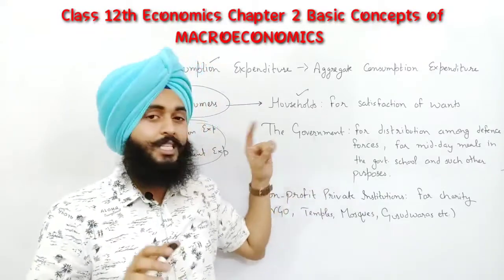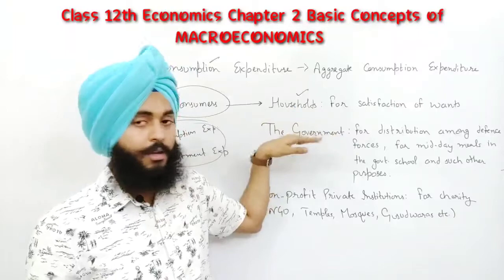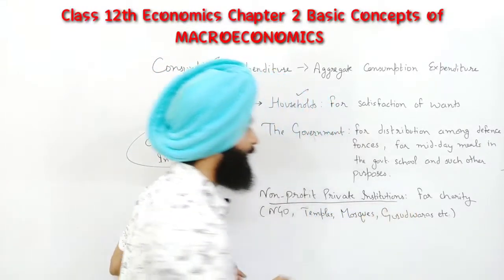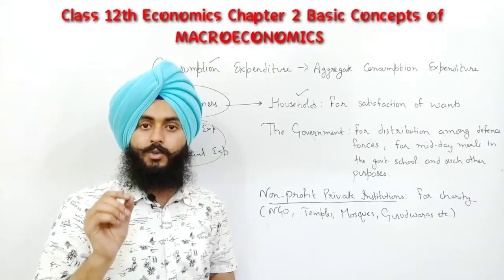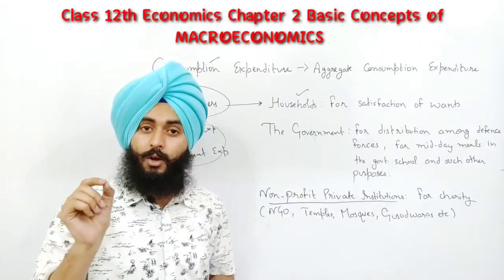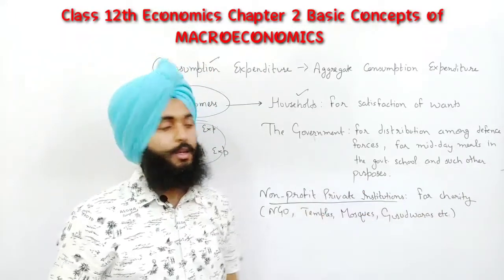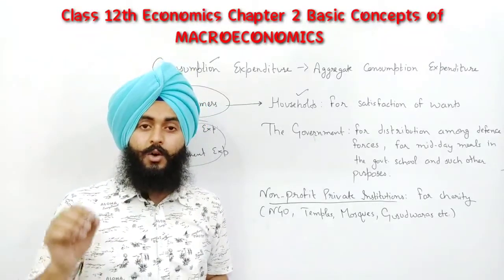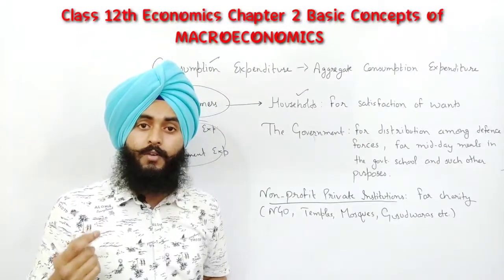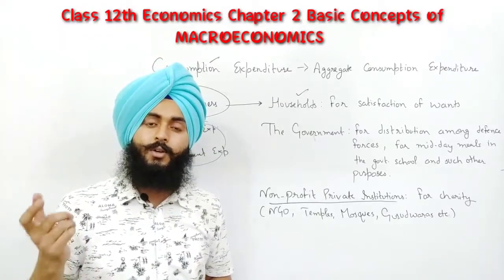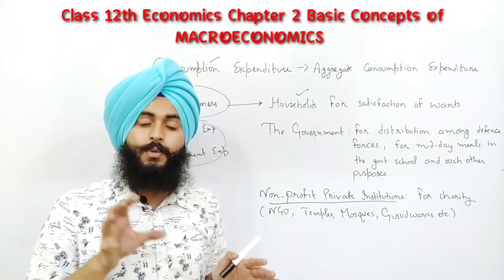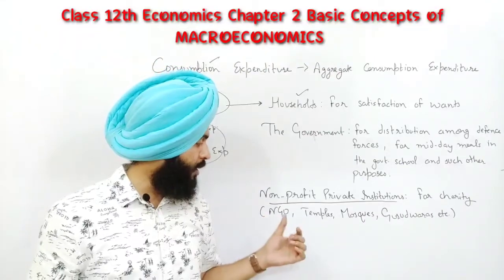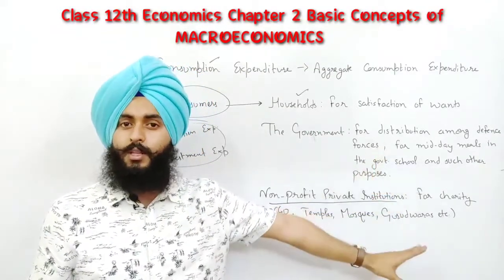Okay, government is one of the consumers of consumption expenditure, just like households. Next is the non-profit private institutions. Those who are not purchasing for their own consumption but for charity. If you have heard of NPOs, not-for-profit organizations, or NGOs, non-government organizations, and many other institutes and organizations which do their work without the purpose of earning profit. They are just giving their services to humanity, to the public. Those institutes are like NGOs, temples, mosques, gurdwaras, and many other places.